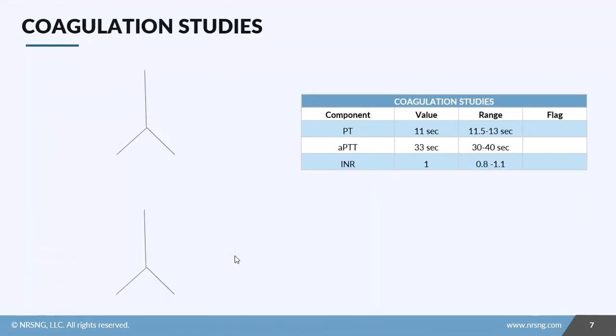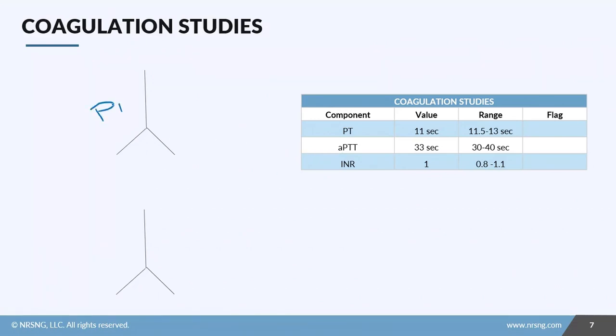And the last one we're going to look at is coag studies. This one's going to be a little bit easier to remember because you only have 3 values. And the first 2 are PT and PTT. So your PT always goes with your PTT. This is called APTT, which is like an activated PTT. Same value, same thing.